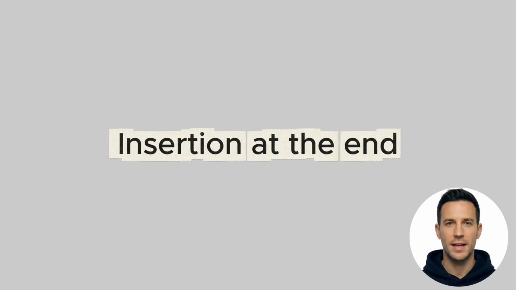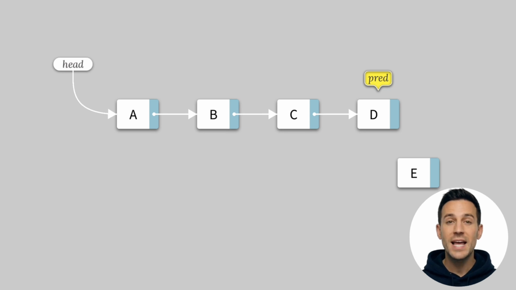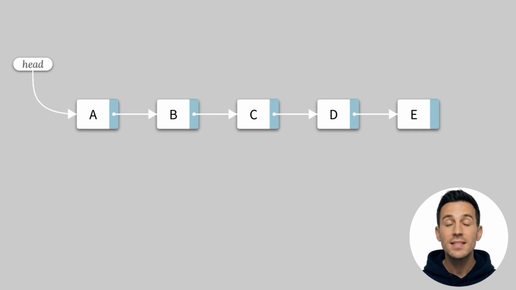What about adding to the end? Same idea. We walk through the list until we find the last node. That's the one whose next is null. Node D is found. Its next is null, so this is the end of a list. We create our new node, node E. In the last step, we set node D's next link to point to node E. Done. Our new node is now at the end of a list.